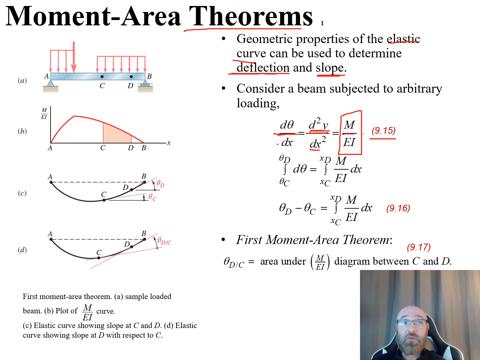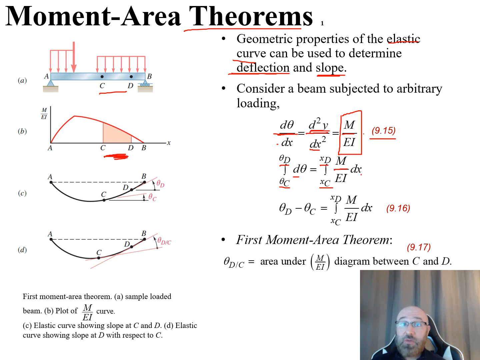So we'll take the integral of our dθ from our θ sub C to our θ sub D. And this is equal to, when we take the integral of our right-hand side of the equation, the integral from x sub C to x sub D. So this is the area of interest that we're looking at here for our example problem on the left. This is of our M over EI dx.